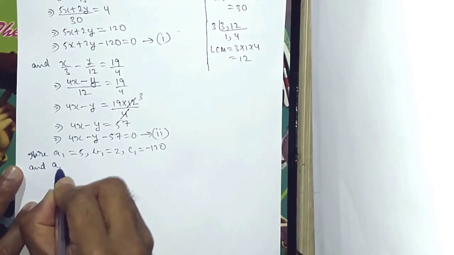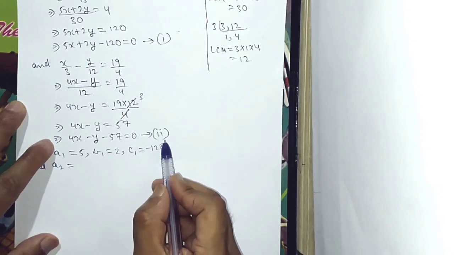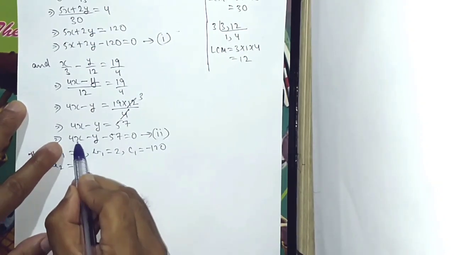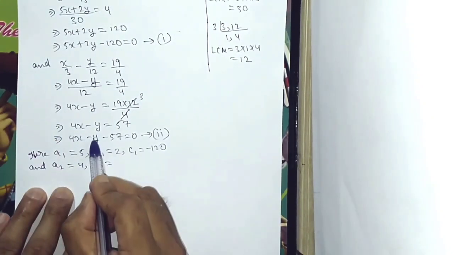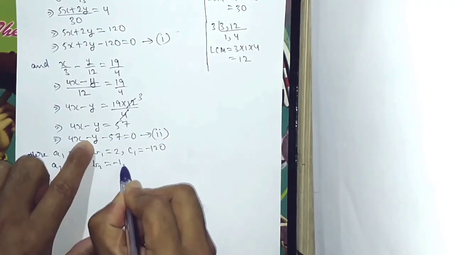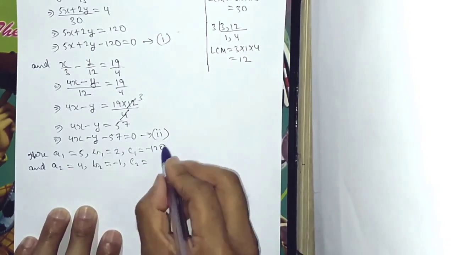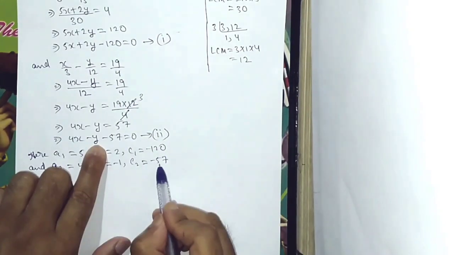And a2 is equal to a2, b2, c2. Check equation 2. In equation 2, a2, the coefficient of x, is 4. b2, the coefficient of y, is minus 1. And c2 is minus 57.